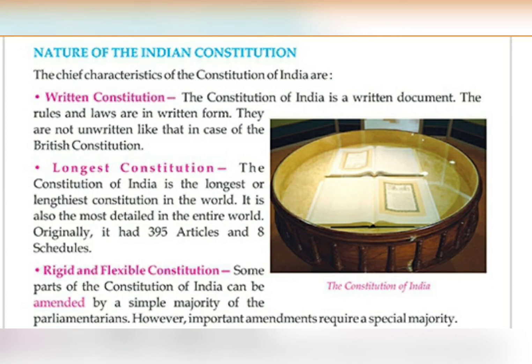Longest constitution. The Constitution of India is the longest and most detailed constitution in the world. Originally it had 395 articles and 8 schedules. The Constitution of India is the book shown on our right side, the book in which our constitution is written.